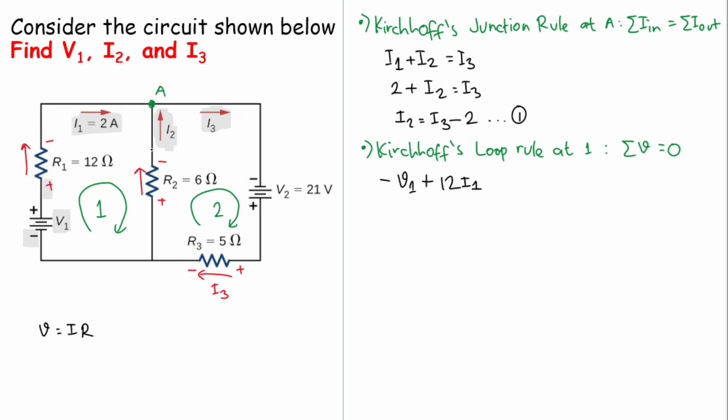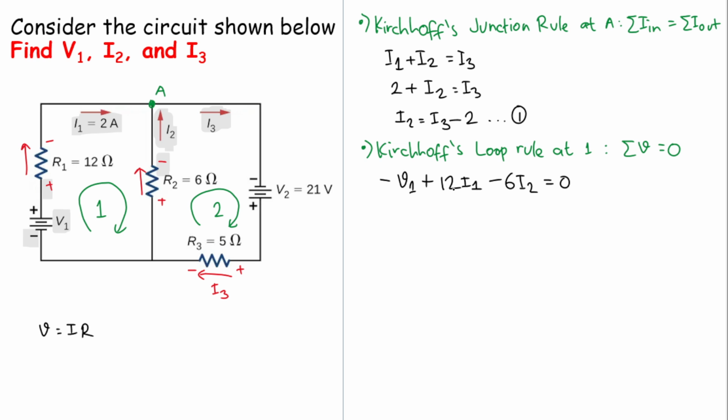And then we move on to the last component in this loop. Here we have to be careful because the loop is entering from the negative terminal. So we will have a negative sign, and then we will have 6 ohm here. Good. And then the current that passes through this resistor is this I2. So we will have I2 here, and all of that will equal 0. Okay.